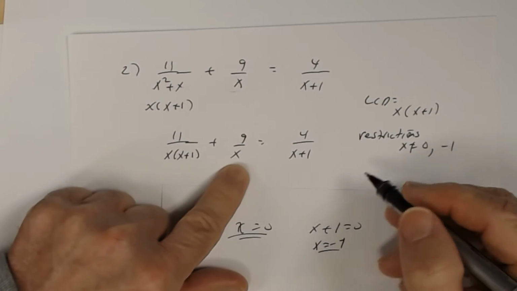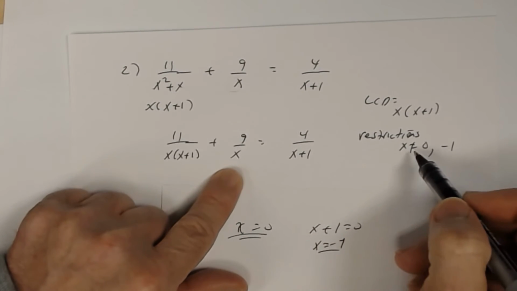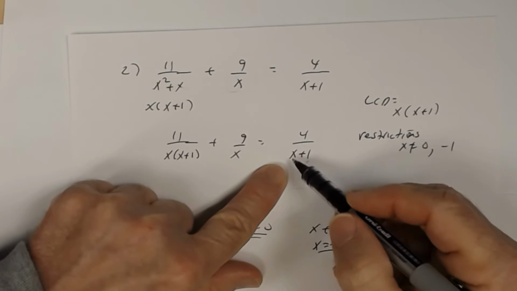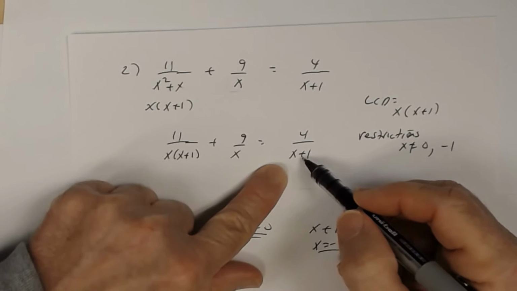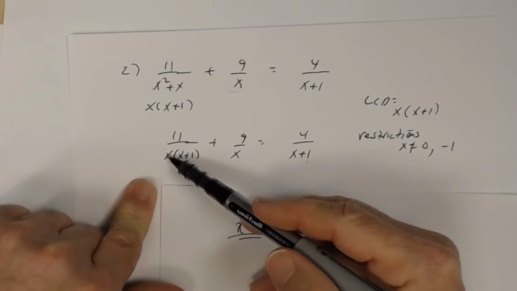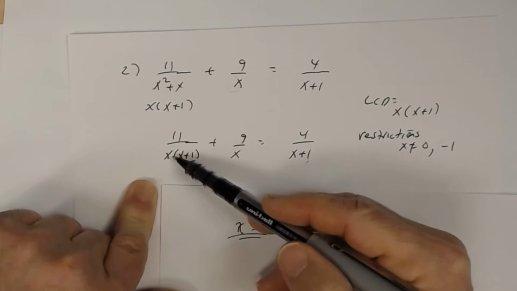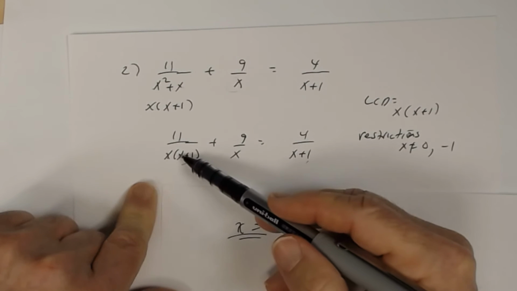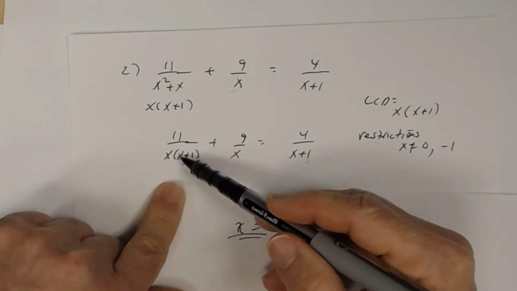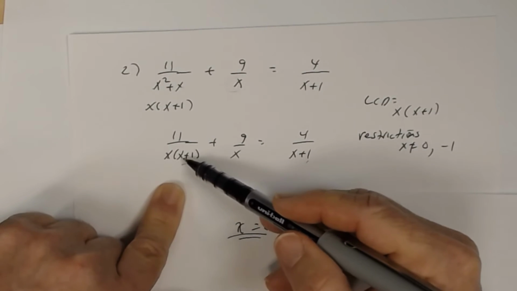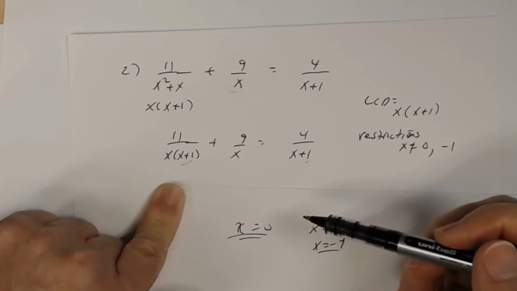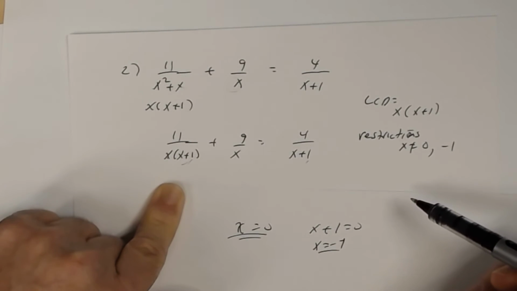Here you've already taken care of that. So that's 0 when x is 0. And this is 0 when x is negative 1, because negative 1 plus 1 is 0. Same thing here, right? When x is 0, 0 times 0 plus 1 is 1. So 0 times 1 is 0. When x is negative 1, negative 1 times, and here this factor, negative 1 plus 1 is 0. So negative 1 times 0 is 0. So those are your two restrictions.